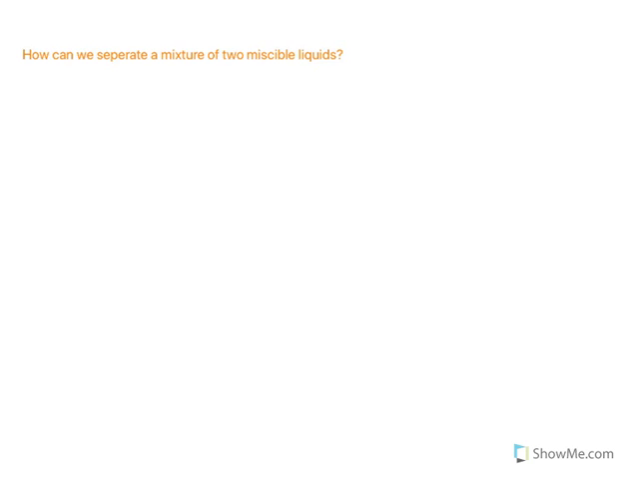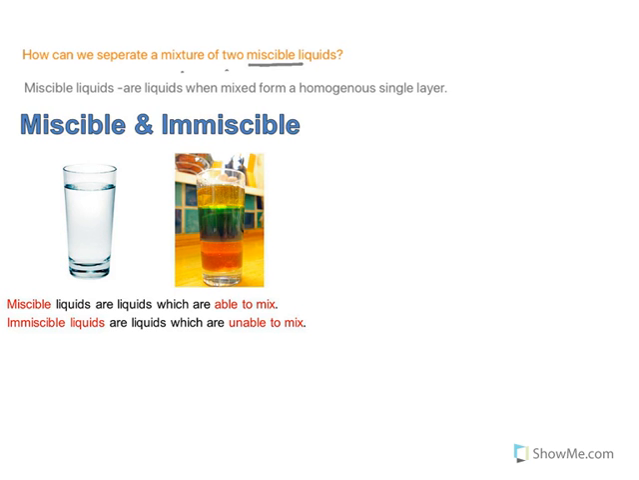How can we separate a mixture of two miscible liquids? We will first see what is the definition of miscible liquids. What are miscible liquids? Miscible liquids are liquids that, when mixed, form a single homogeneous mixture. So again I repeat, miscible liquids are liquids that, when mixed, form a homogeneous single layer.